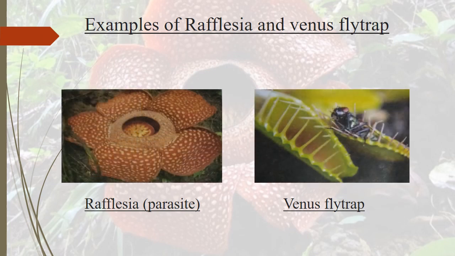Here are some examples of plants which do not prepare their own food. The first one is the Rafflesia plant. It does not have green leaves and cannot make its own food. It lives off the food made by other plants, so it is a parasite.